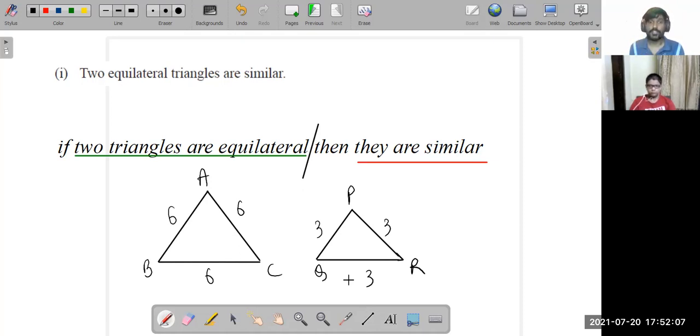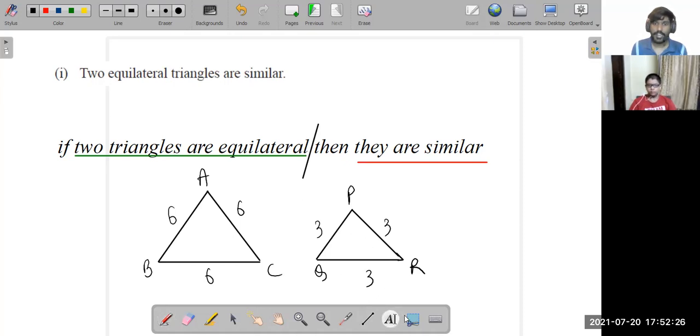Listen carefully to the words I am saying. Both the triangles are similar. They are not congruent. If they were congruent, then the lengths would be the same. Now, what do you mean by similar?